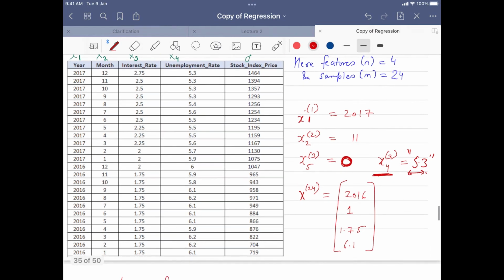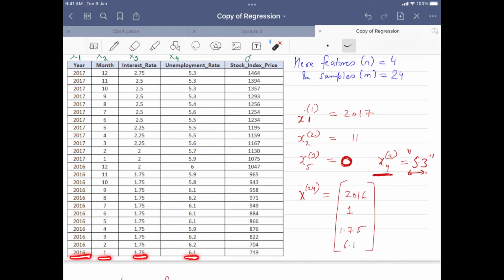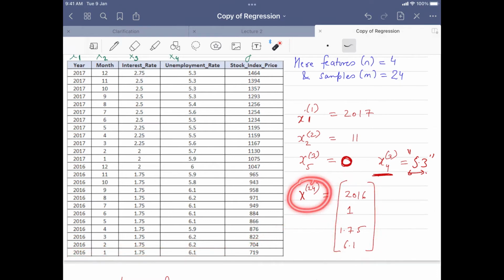Okay. So now see here. Now we have a matrix x24. That means it's a one-dimensional vector containing all the features. These are all the features listed in a one-dimensional format, and we are taking the 24th sample with this one-dimensional feature vector, which is 2016, 1, 1.75 and 6.1. So I am taking a particular row and making a one-dimensional vector like this, x24.